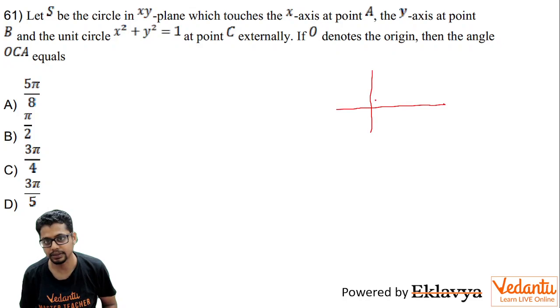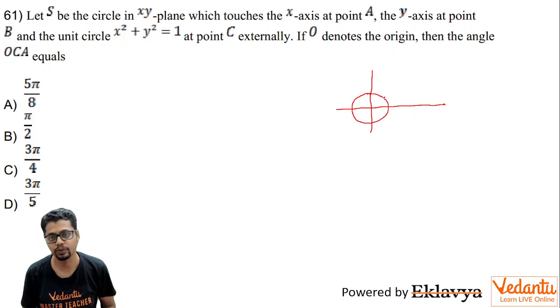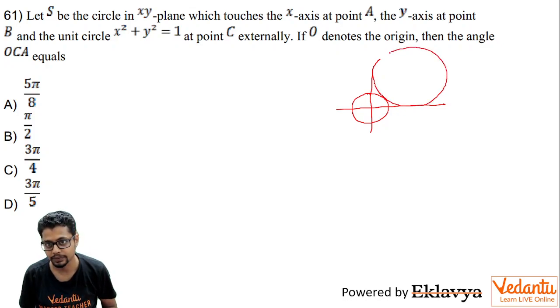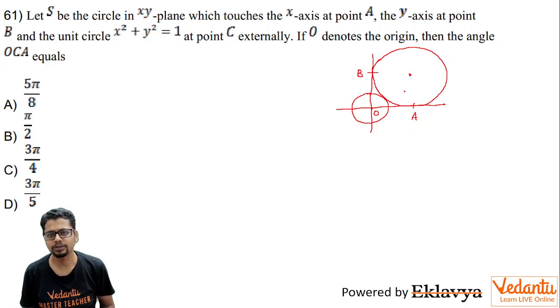There is this circle with center O with radius 1, as represented by the equation x square plus y square equal to 1. And there is a circle which is touching the x-axis, the y-axis and this circle. Here it is touching the x-axis at A and the y-axis at B. Let's say the radius of this circle is r, and without loss of generality, I have taken this circle in the first quadrant, doesn't matter much.